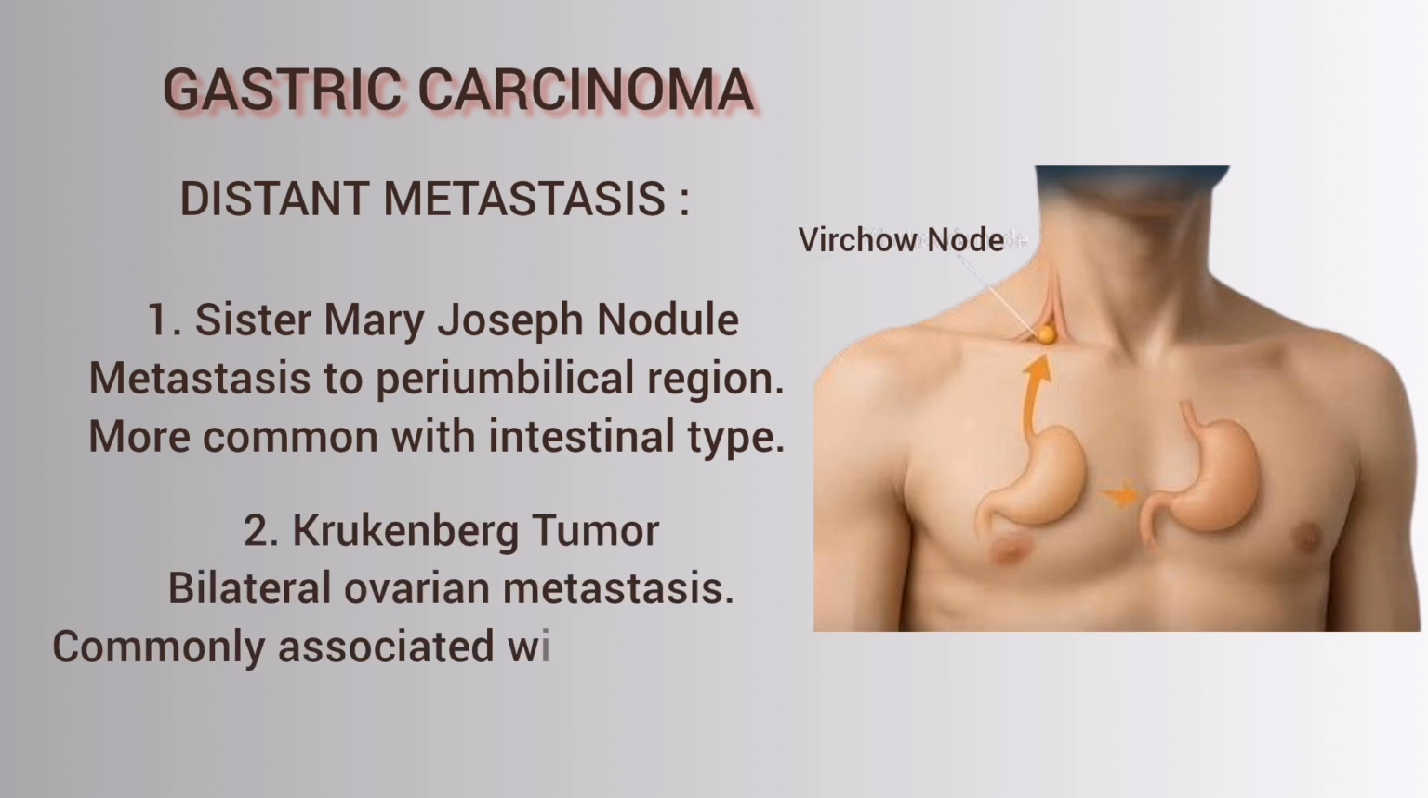The second is the Krukenberg tumor, bilateral ovarian metastasis, and it is commonly associated with the diffuse type.